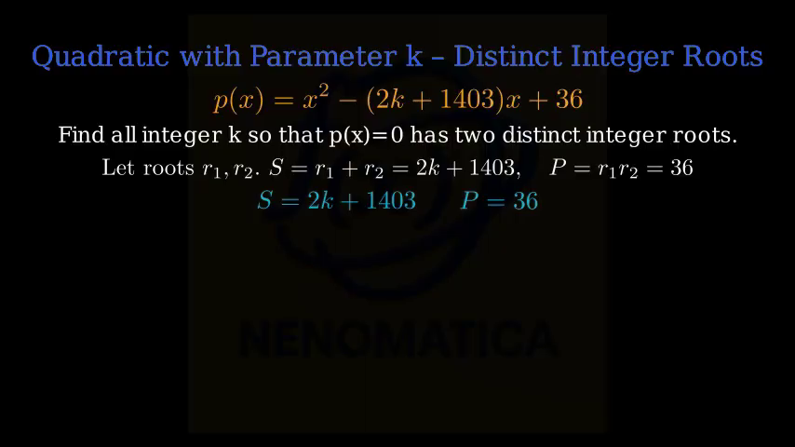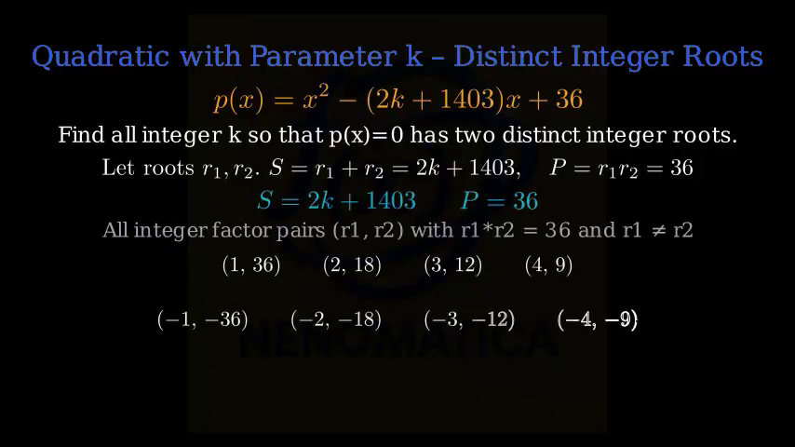Distinct integer roots must multiply to 36. Since the product is 36, list all integer factor pairs with distinct values. We group positives and their negative counterparts. Watch the grid: 1 and 36, 2 and 18, 3 and 12, and 4 and 9, and the same pairs with both negative. Here is the key insight.